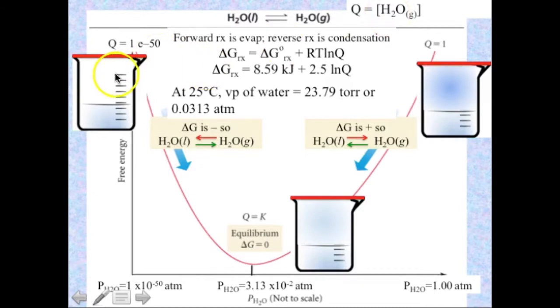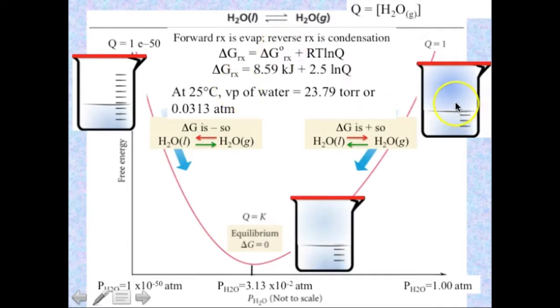Now, let's start at this side where we have pure water and almost no water vapor. The partial pressure of the water vapor is 1 times 10 to the minus 50 atmospheres. So like I said, practically no water vapor. If we were to plug in Q in this equation, and you can do this, we won't do it on the screen here, it's simply going to be 2.5 times the natural log of 1 times 10 to the minus 50. You will have a very negative number. Delta G will be negative, so the reaction will proceed toward the product side, toward water vapor.